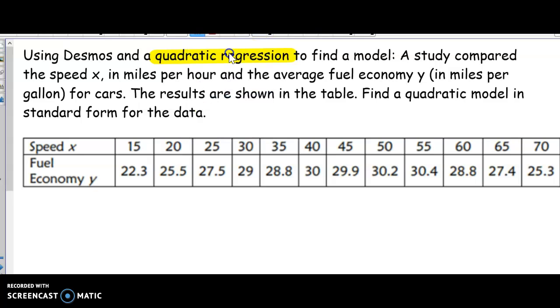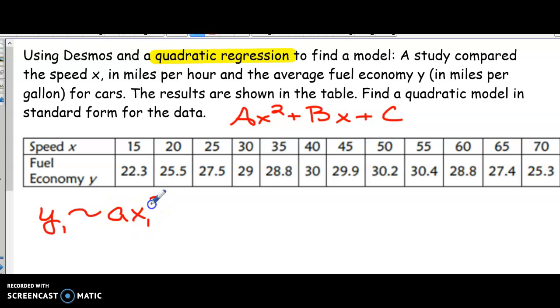So when we talk about a quadratic equation, remember standard form of a quadratic is ax squared plus bx plus c. Well, when we plug it into Desmos, we're going to do y sub 1 tilde ax sub 1 squared plus bx sub 1 plus c. We have to make sure we put these subscripts in so that Desmos knows to use the values from our table, x values and our y values.